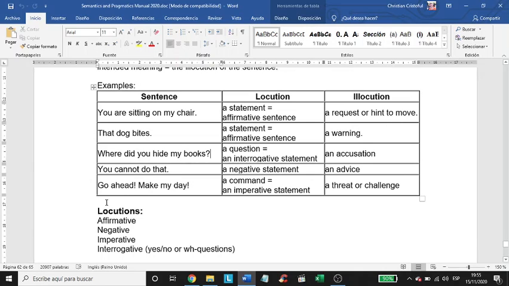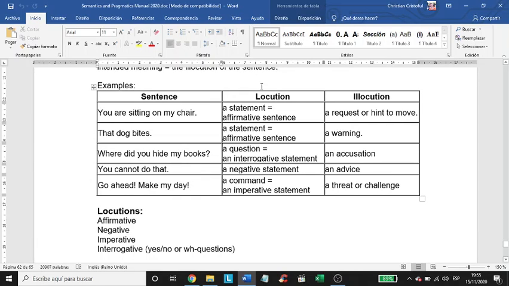Another one, "You cannot do that." Yes, this is a negative sentence, but it is advice. And the other one, "Go ahead, make my day," is an imperative statement, but it is a threat or a challenge, a dare. Okay?